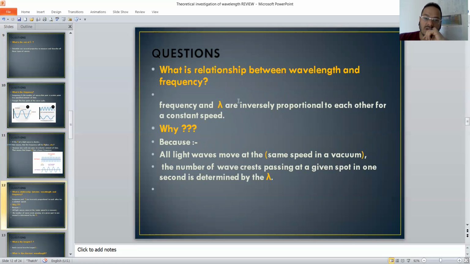What is the relation between the wavelength and frequency? Now, after we defined the frequency and wavelength, let's see the relation. Like I said before, they are inversely proportional to each other for a constant speed. Why? Because all light waves move at the same speed in a vacuum. The number of waves passing a given spot in 1 second is determined by the wavelength.